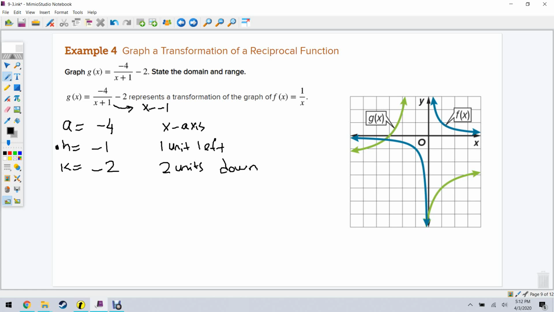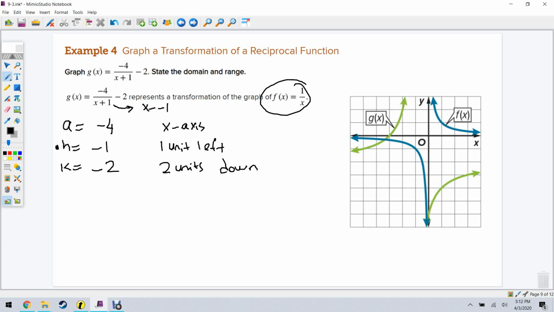Right? So, one more time. The parent function is 1 over x. This is vertically stretched, and reflected over the x-axis, so it becomes -4 over x. Then we shifted it 1 unit left, that becomes -4 over x plus 1. And 2 units down. So finally -4 over x plus 1 minus 2, which is going to be the graph of this one, the green one.